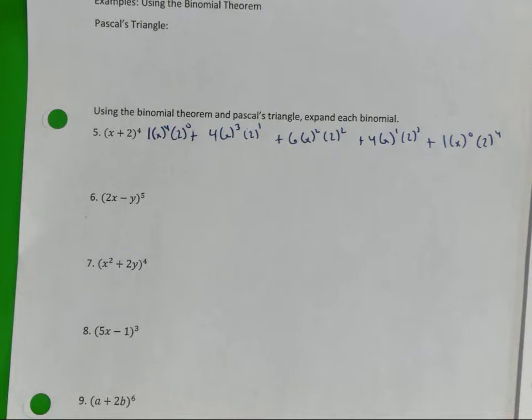Start with this one: 4, 3, 2, 1, 0. I knew to start with 4 because that's the power. Take the second one, going up to 4: 0, 1, 2, 3, 4. Does that clear it up? You do that every time. Now let's simplify this.